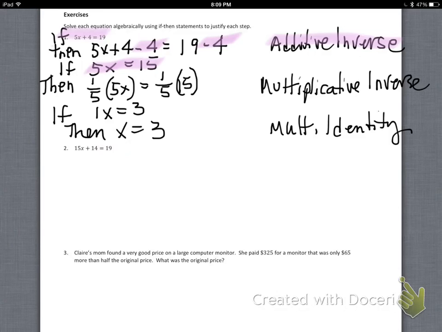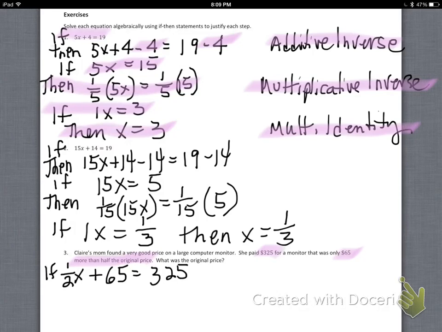If 5x equals 15, because that's what it's going to result in, then 1/5 times 5x equals 1/5 times 15. Therefore, if 1x equals 3 after doing the division or the fractional multiplication, then x equals 3. And that would be my answer, x equals 3. Over here, I used the multiplicative inverse, and I used the multiplicative identity at the end, because it was 1x equals 3, therefore x equals 3. Okay, so I'm going to pause again, and I'm just going to go ahead and finish the rest.